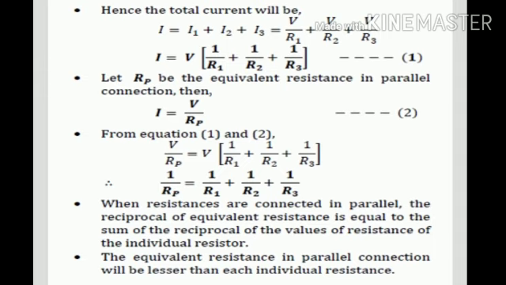So the equation becomes 1 by Rp is equal to 1 by R1 plus 1 by R2 plus 1 by R3. When the resistances are connected in parallel, the reciprocal of the equivalent resistance is equal to the sum of the reciprocals of the resistances of the individual resistors. The equivalent resistance in parallel connection will be lesser than each individual resistance.